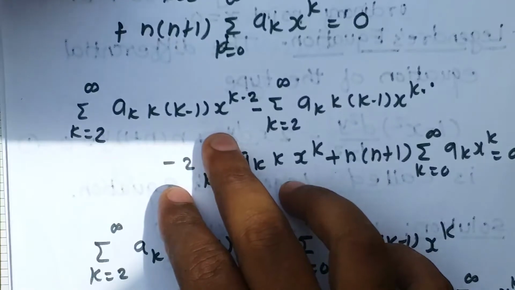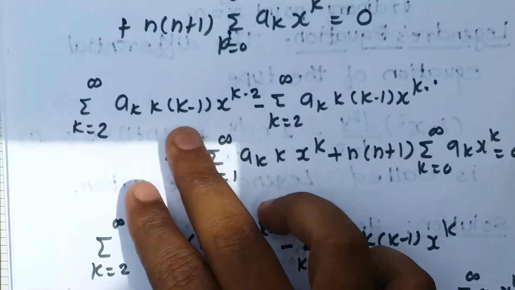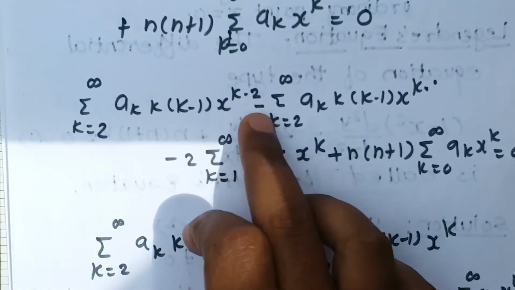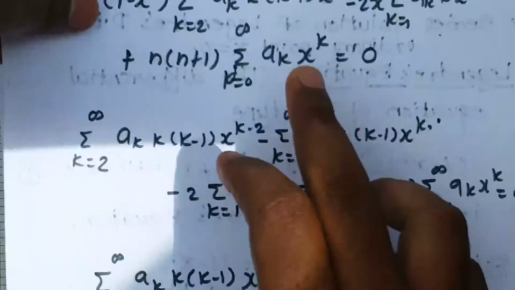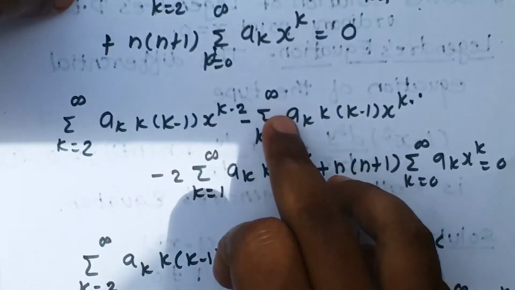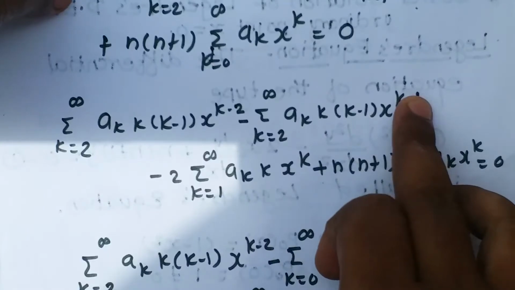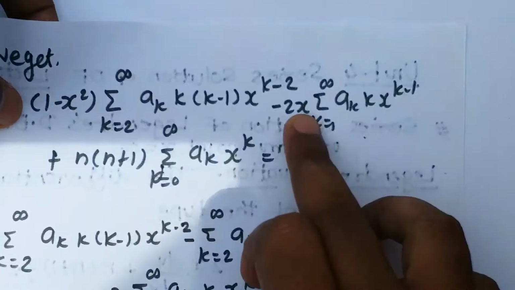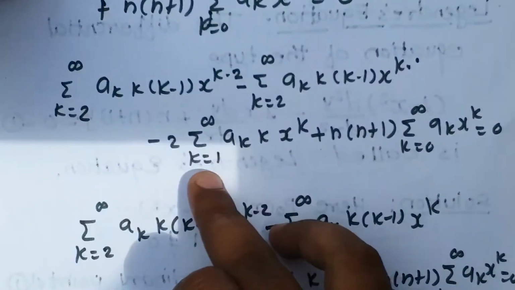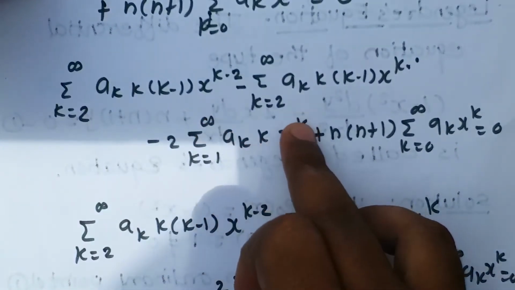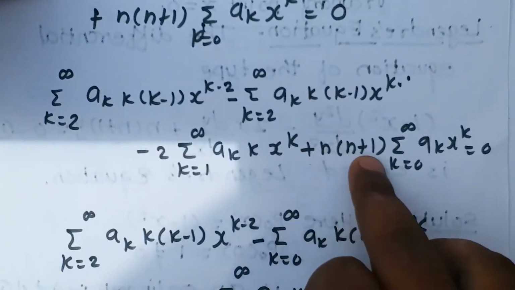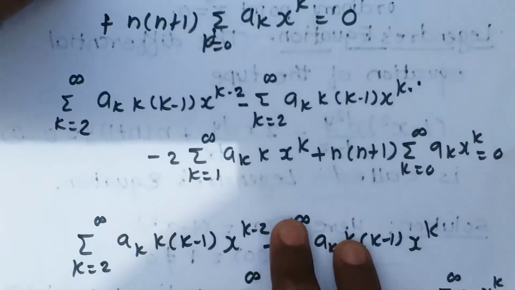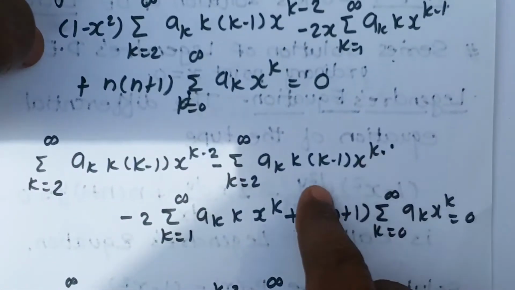So after multiplying by 1 minus x square inside, we get two series. First is starting from k equal to 2 to infinity, ak into (k minus 1) x raised to k minus 2. Minus x square into the series will give us k ranges from 2 to infinity, ak into (k minus 1) x raised to k, after multiplying by x square we get x raised to k here. Now minus 2 times multiplied by x inside, we get k ranges from 1 to infinity, ak k x raised to k, plus the last series n into (n plus 1), k ranges from 0 to infinity, ak x raised to k as it is. Okay, now the next thing is there are a total of 3 series containing x raised to k.